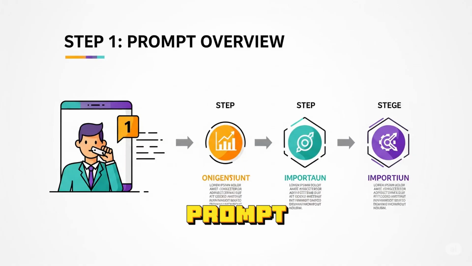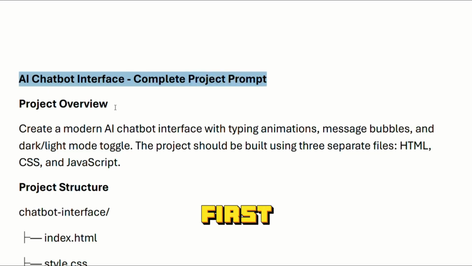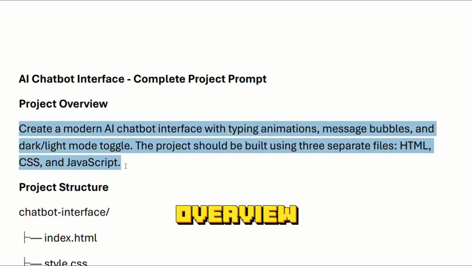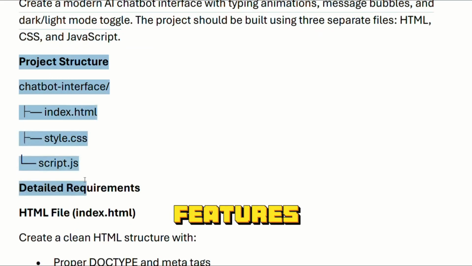Step 1. Prompt overview. Alright, let's start with step 1, understanding our magical prompt. Here's the secret sauce: a detailed prompt that tells AI exactly what we want. Let me break this down for you. First, we have our project overview. We're creating a modern AI chatbot interface with 3 key features.